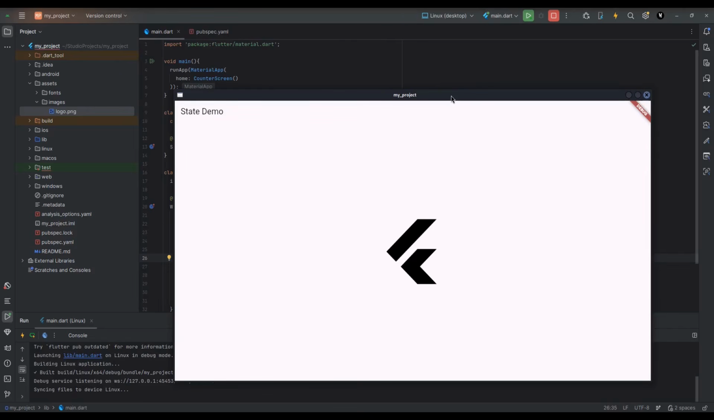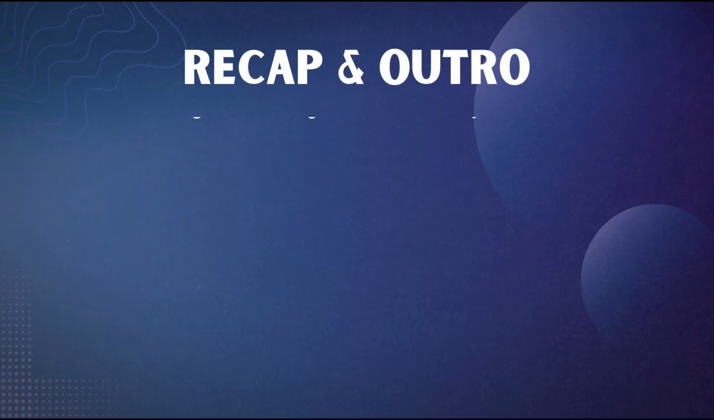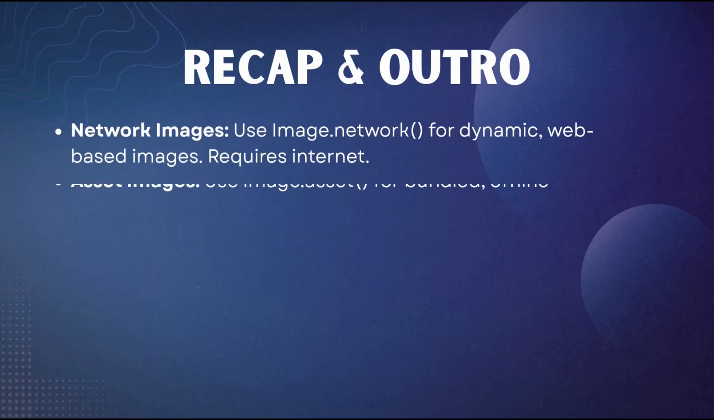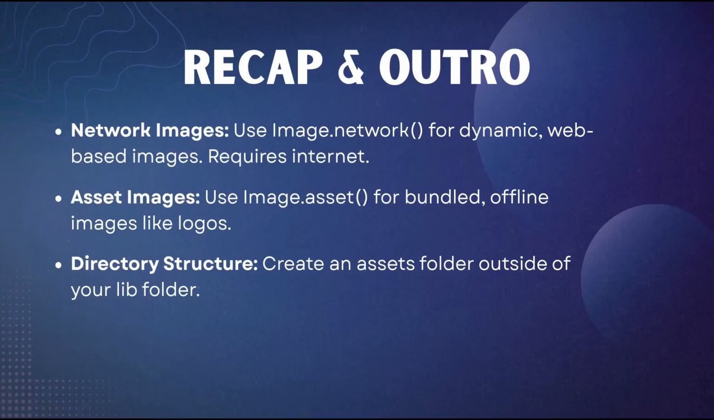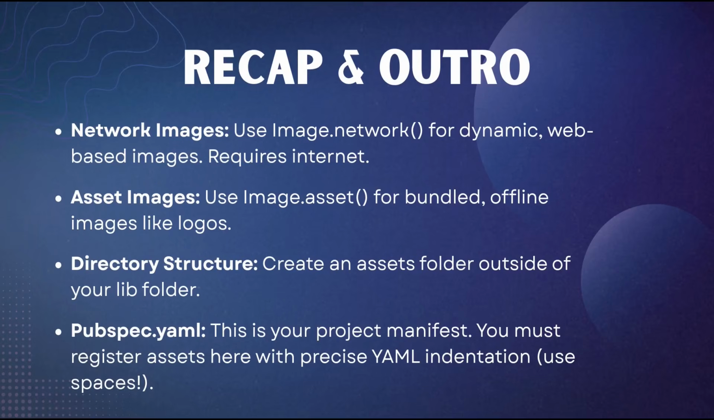As I said before, you only want assets that you absolutely need to run even when offline to be registered this way. Most of your assets, however, will be hosted somewhere. It'll be online so that your Flutter app itself isn't all that heavy. There we go. To recap today's episode, we learned about network images, asset images, your directory structure, and your pubspec YAML. So making dynamic web-based images, using bundled offline images for your logos, creating assets folders to divide your images and fonts into different folders, and updating your project manifest files.